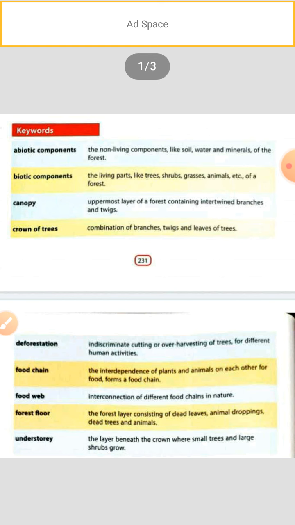For example, there is a plant, a deer and a lion. Deer eat their food from the plants, and in turn they become food for the lion. These three organisms, plant, deer and lion, make a food chain. Next is the food web. Interconnection of different food chains is called a food web.